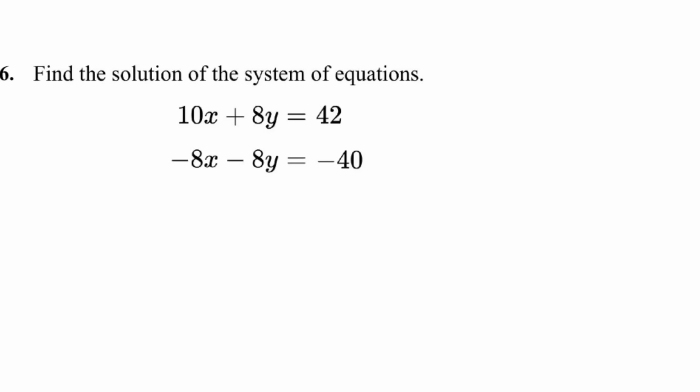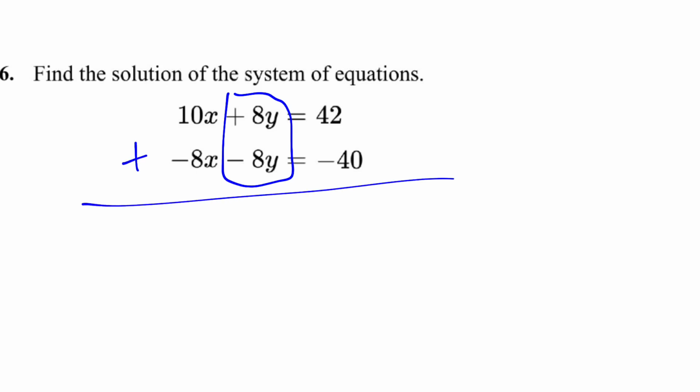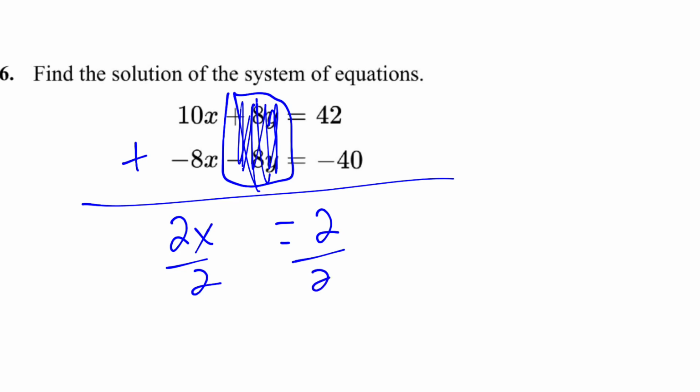Now we have to actually finish the problem. So the first thing we're looking for is I see an 8 and I see a negative 8. That's good. You have to see the same number, same letter, and a plus and a minus. When all those things are true, we can add straight down all 3 columns. So we do 10 plus a negative 8x, and that's 2x. The y's just go away. You could write 0y if you wanted to. And this gives me 2. I divide by 2 on both sides, and I get x is equal to 1.